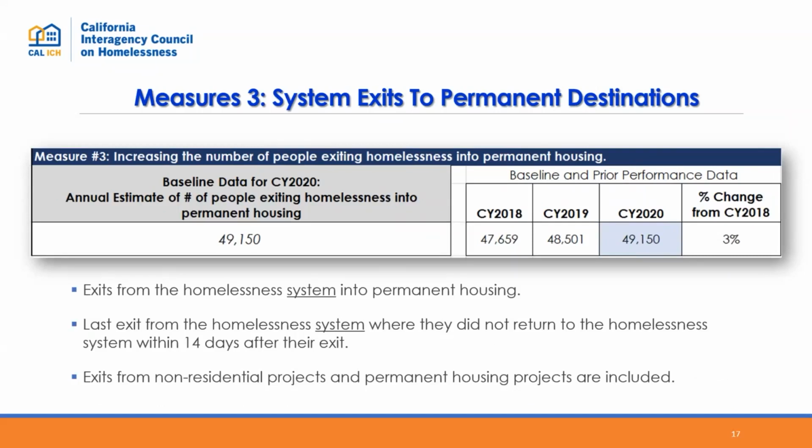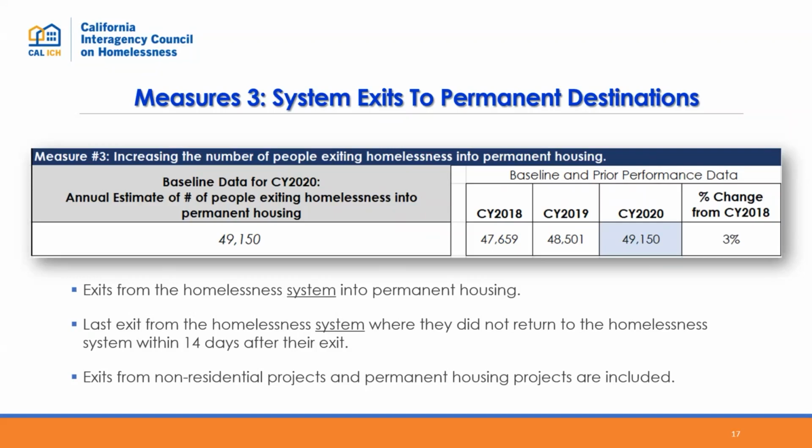Unlike the HUD SPM, Measure 3 includes all successful exits from PSH or OPH projects, even if the person had moved into the permanent housing project with a move-in date. The HUD SPM exits measure only counts exits from permanent housing projects when the person exited the permanent housing project before they had a housing move-in date in that project. Unlike the HUD SPM, any exit within these parameters will be counted in Measure 3, even if the person returns after 14 days to the homelessness system during the year.